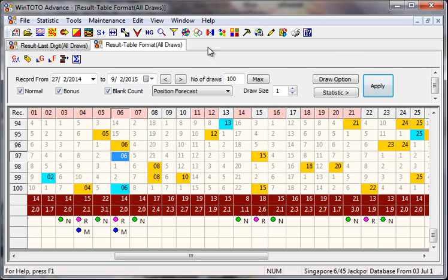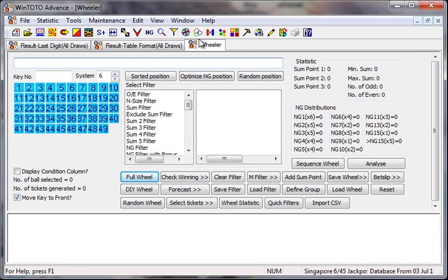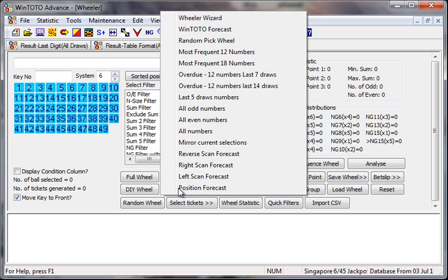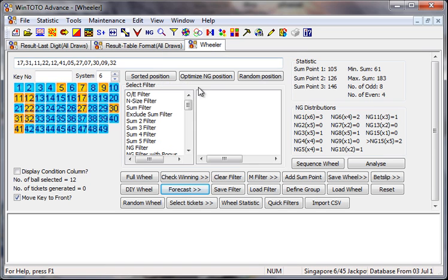Okay, now I'm going to move on to something that I want to share with all of you. Let's go into the wheeler here. We have actually got one very new feature. Let's take a look at forecast. We can actually see, let's say for example, we take a look at the most frequent 12 numbers. Now, as you know, in the past, when you want to buy 12 numbers, it means that it only costs you $462.